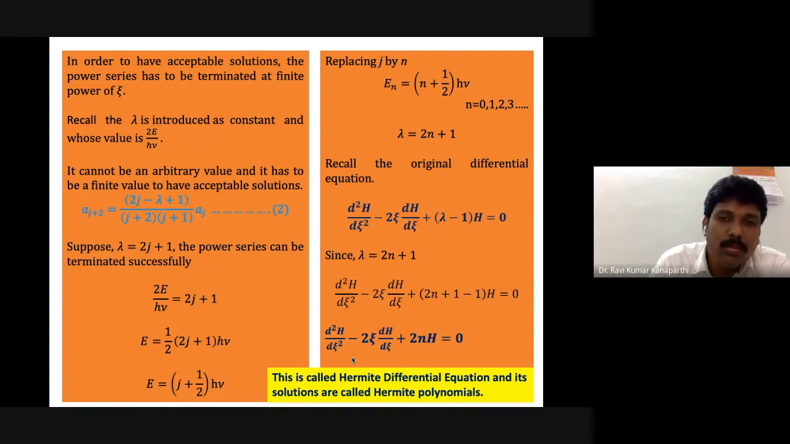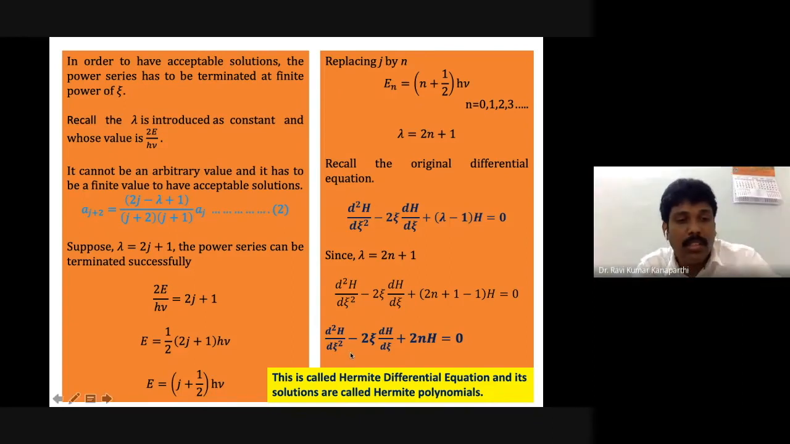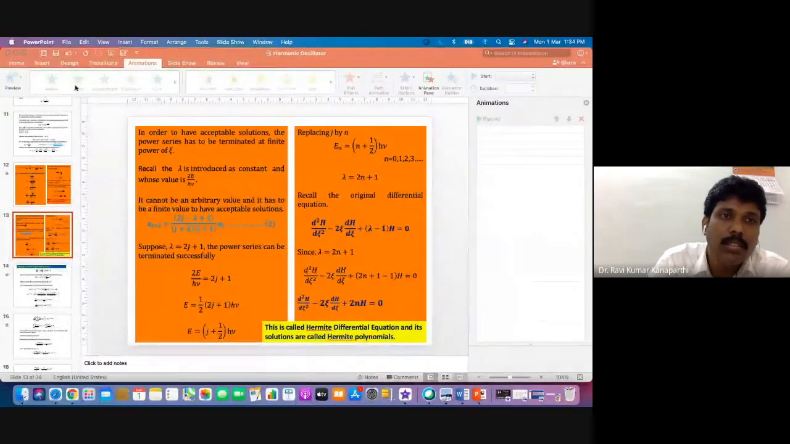So to get a general expression for h of z, this particular expression, d square h of z by dz square minus 2z dh by dz plus 2n h of z is equal to 0, has to be solved for h of z. Once you know that expression, you can plug it into the total wave function, and then we are done. So this discussion will continue in the evening class.